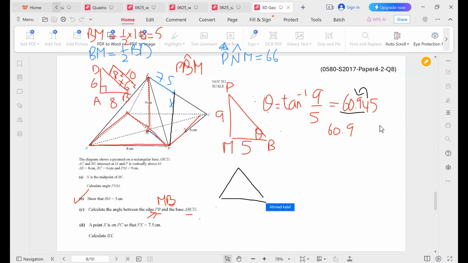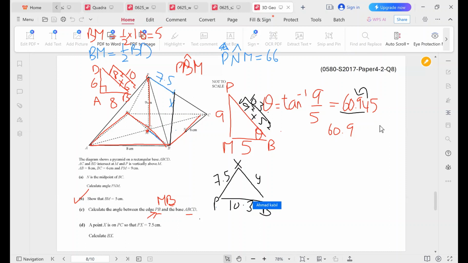We have B, P, X. Our requirement is to find letter y, which is side BX. And we are given that this is 7.5. Of course, we can easily calculate PB because PB would just be the root of 9 squared plus 5 squared from our previous triangle. And this would give us 10.3. So I would just write 10.3 here.